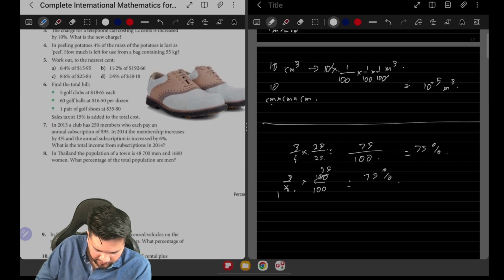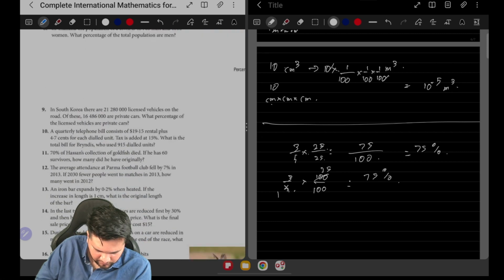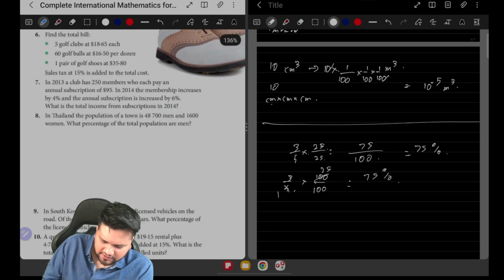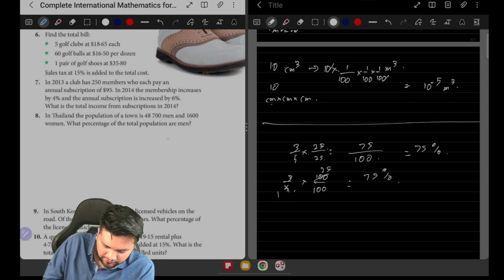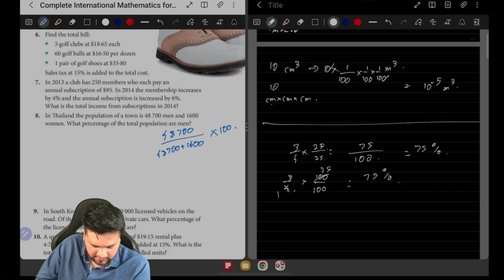Now this is something interesting. Just a random question. In Thailand, the population of a town is 48,700 men and 1,600 women. What percentage of the total population are men? Here all you have to do is 48,700 divided by the total population, which would be 48,700 plus 1,600. Since I want percentage, this is a fraction, or I can convert that into decimal and then multiply by 100. That's the thing.